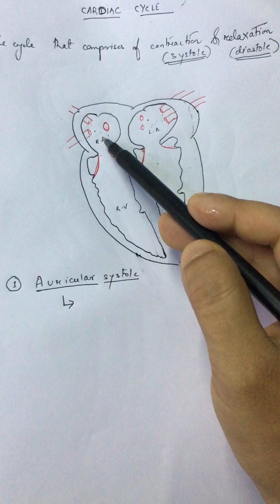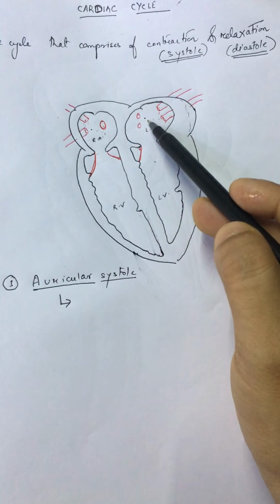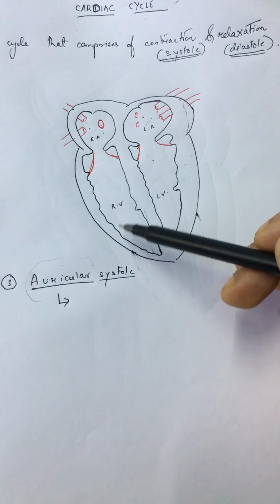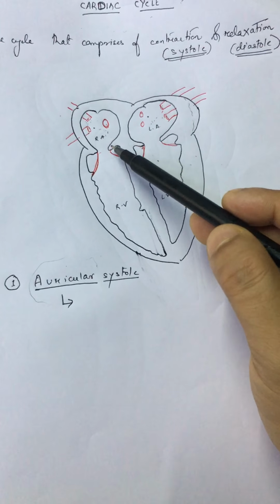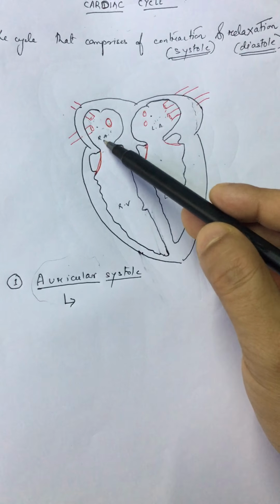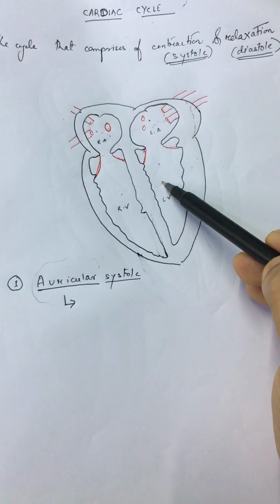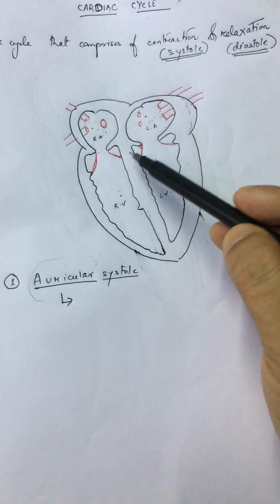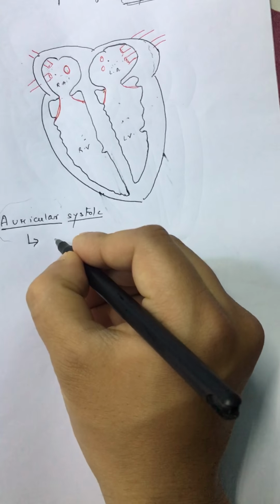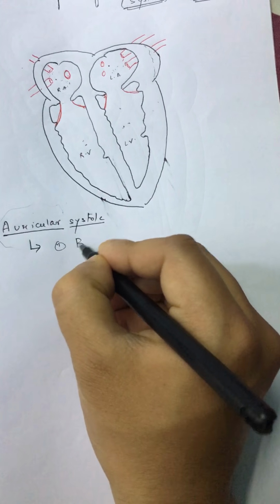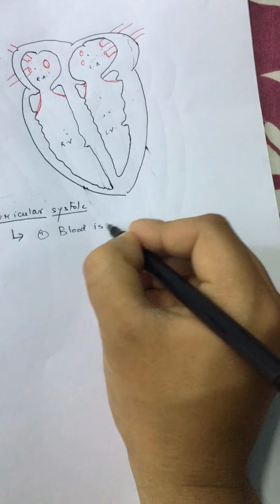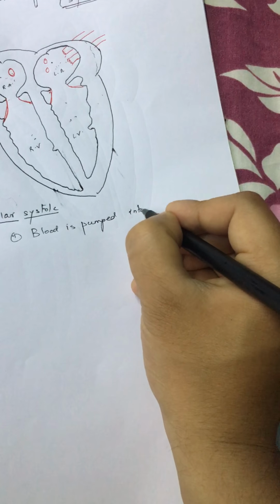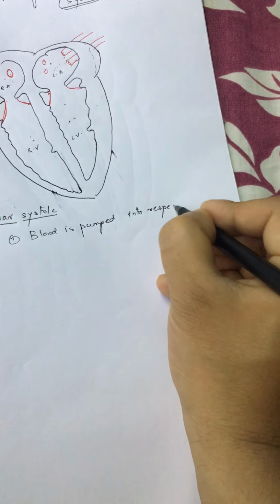So when the auricles contract, what are the changes that will be seen? We have to discuss this in auricular systole. As soon as the auricle contracts, the blood will be pumped to the left and the right ventricles. That means the blood will be pumped to the ventricles. So the first thing that we have to write is: blood is pumped into respective ventricles.